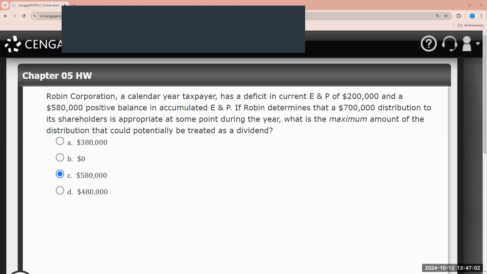So this brings us to the end of several questions for chapter 5, which covers corporations, earnings and profits, dividend distributions.